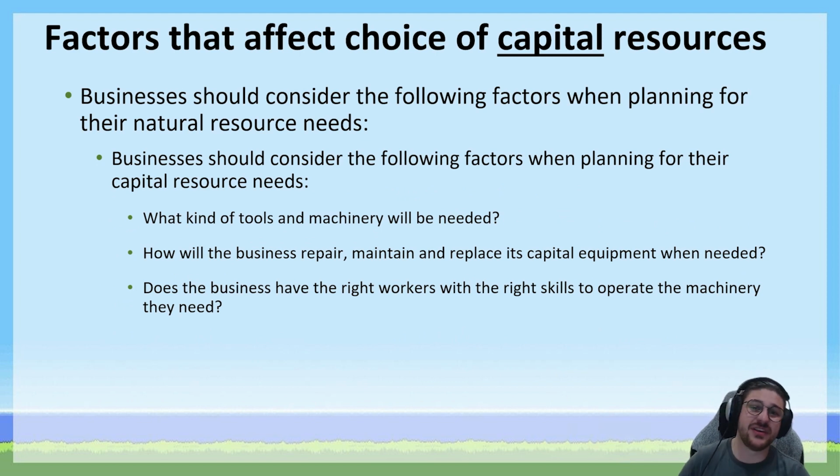And finally, when you're choosing your capital resources, what kinds of tools and resources do you need to run your business? Will you do repair and maintenance of your capital equipment in-house, or will you have to get external contractors to do that? Is that something you can afford to do? Certainly, does the business have the right workers with the right skills to operate your capital resources is another consideration.